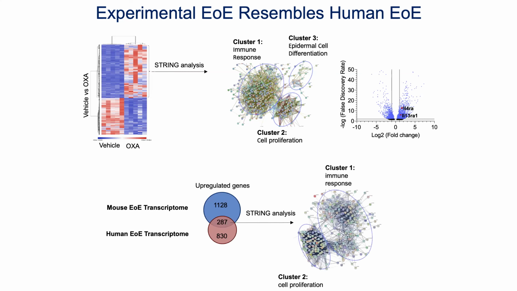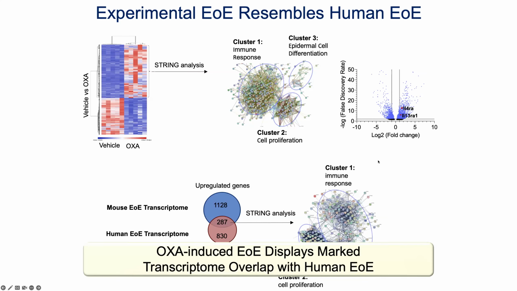Strikingly, the transcriptome signature of experimental EoE recapitulated the major altered pathways that are present also in the transcriptome signature of human EoE. Collectively, these data show that experimental EoE displays marked transcriptome overlap with human EoE.